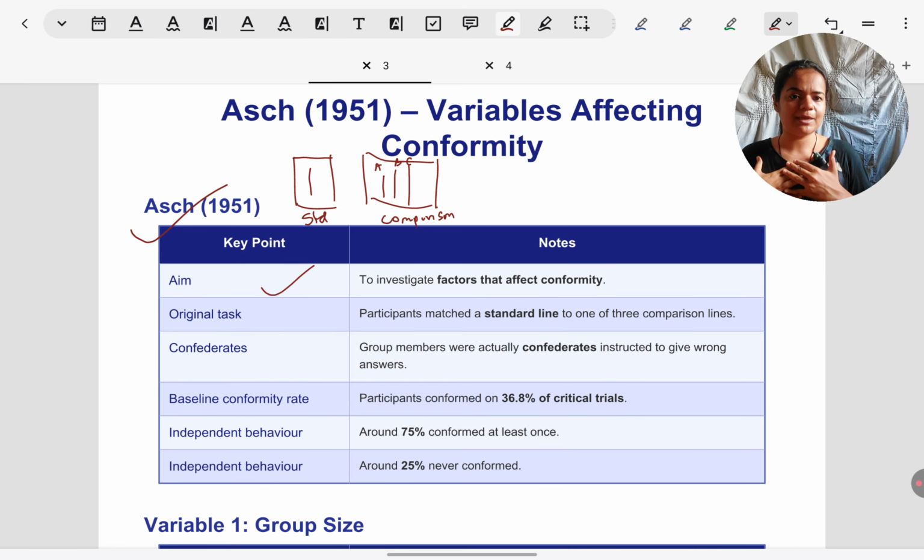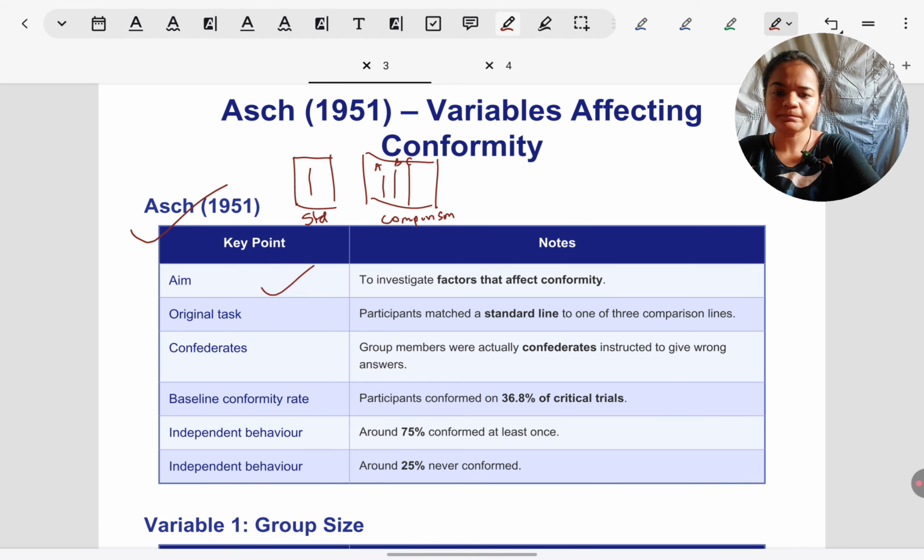So imagine you're the participant, you know that B is the correct answer. But before you, everyone is saying C is the correct answer. You get pressurized. When your turn comes, you feel, what should I say? Should I say B is the right answer or should I say C? Because everyone is saying C.